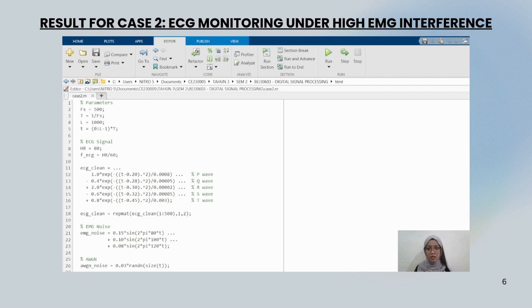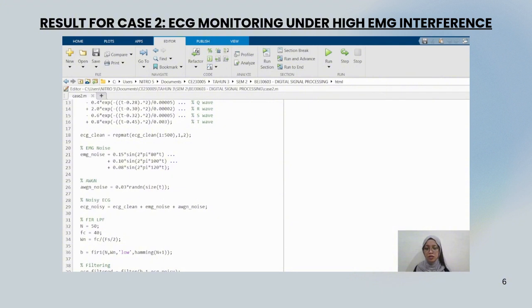Next, I will present about case 2, which is ECG monitoring under high EMG interference. For the parameter, it sets the sampling frequency, sampling period, signal length, and time vector. For the ECG signal, it generates a synthetic ECG waveform consisting of P, Q, R, S, and T wave. For the EMG noise, it creates high frequency muscle interference at 80 Hz, 100 Hz, and 120 Hz. For the AWGN, it adds random Gaussian noise to simulate measurement noise. For the noisy ECG, it combines the clean ECG signal with EMG and AWGN noise.